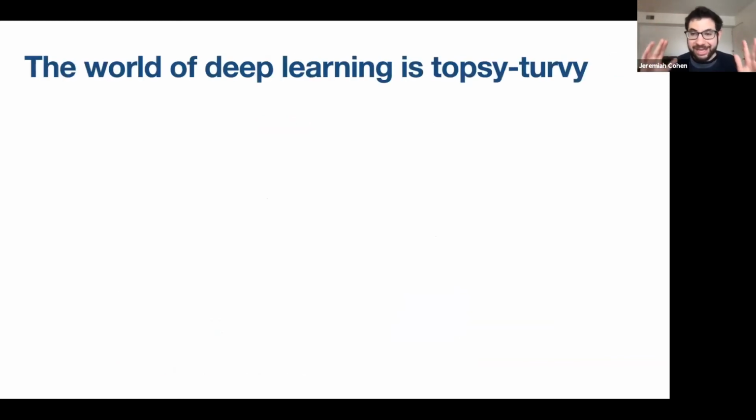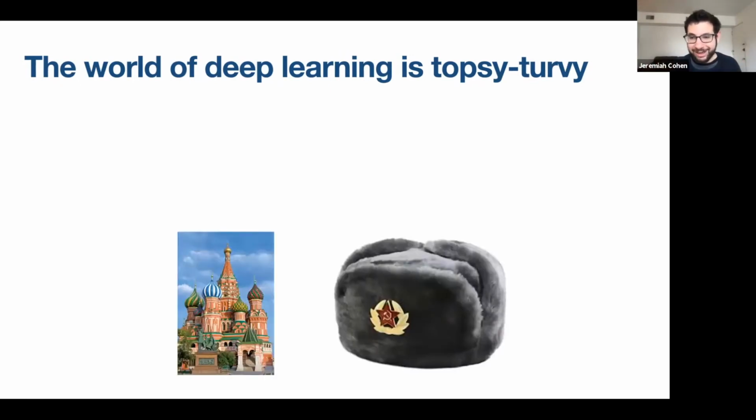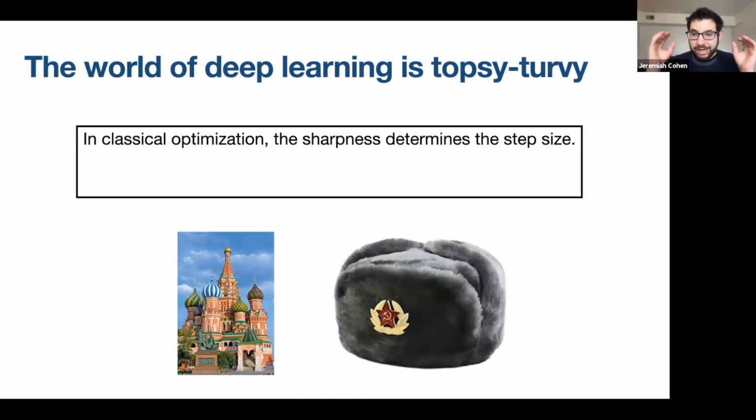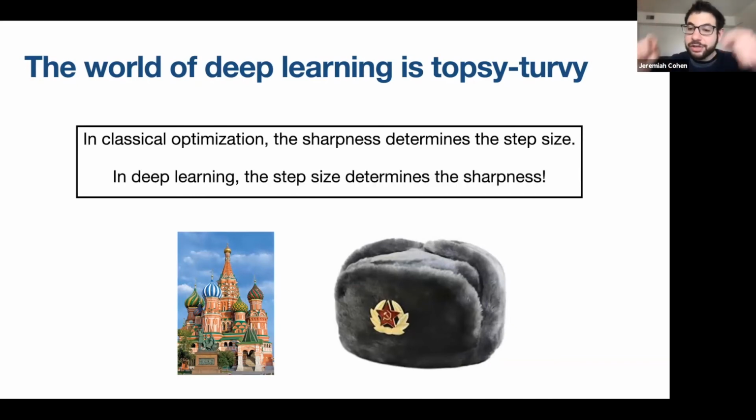Here's another way of thinking about that same principle. Deep learning is very topsy-turvy. I like to think of it like those "in Soviet Russia" jokes, where the thing is reversed. In the USA, you watch television. In Soviet Russia, television watches you. That's basically the relationship between sharpness and step size in deep learning. In classical optimization, the sharpness determines the step size. In deep learning, it's the other way around: the step size determines the sharpness. It's totally topsy-turvy from what is taught in optimization classes.